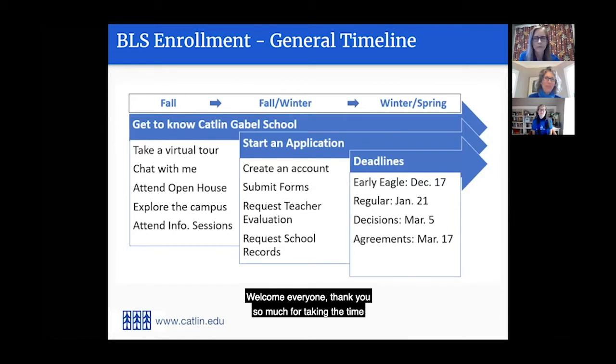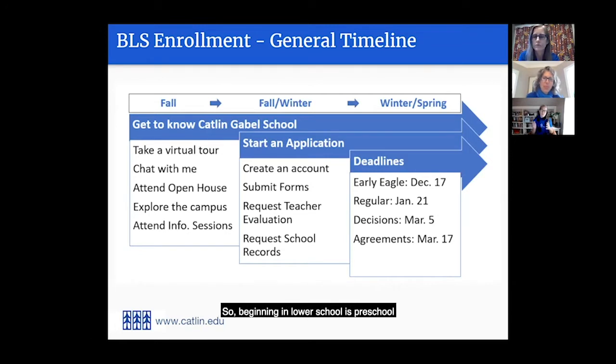Welcome, everyone. Thank you so much for taking the time to attend this webinar this morning. As Sarah mentioned, my name is Zoe, and I'm the director of beginning and lower school enrollment. So beginning and lower school is preschool through 5th grade at Catlin Gable. And I just want to give a general overview to begin with of what this admission cycle looks like.